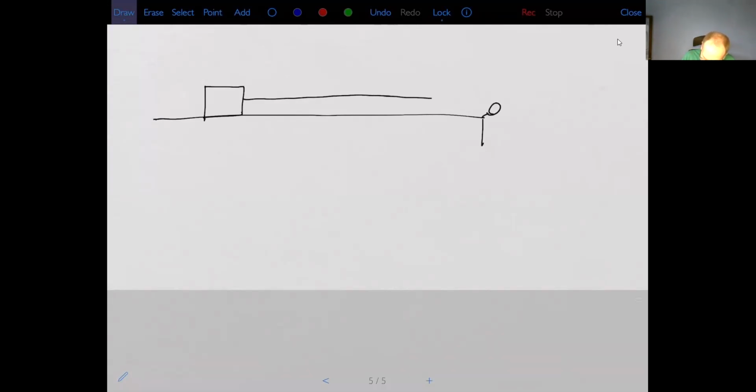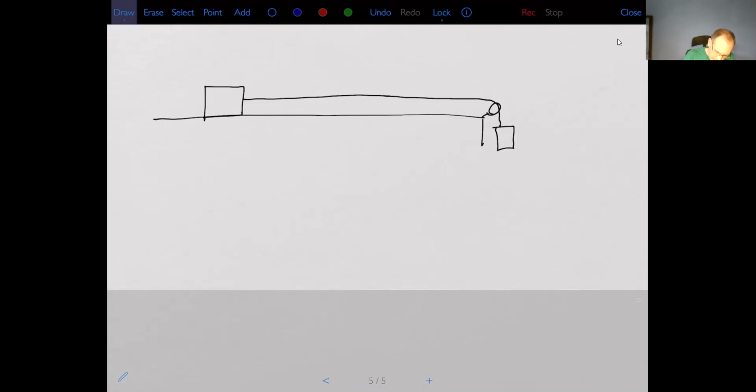Okay, so in this case, we have the flat horizontal track like this. We have the Pasco car on the track, and then there's a pulley here, and a suspended mass. And when we release the car, it's going to accelerate down the track, okay? So what is the system in this case?